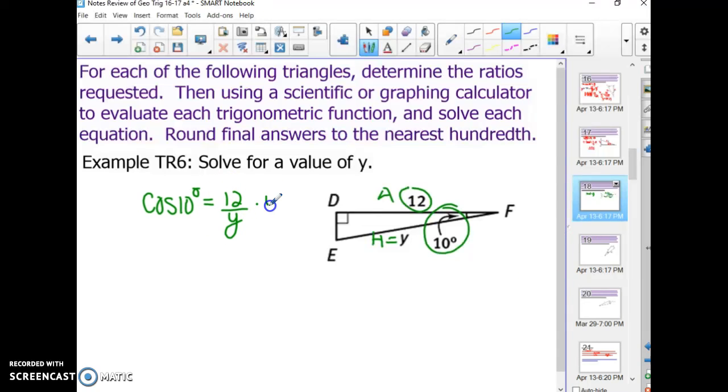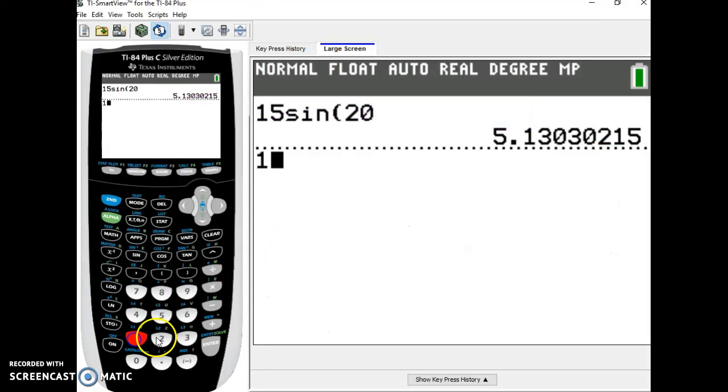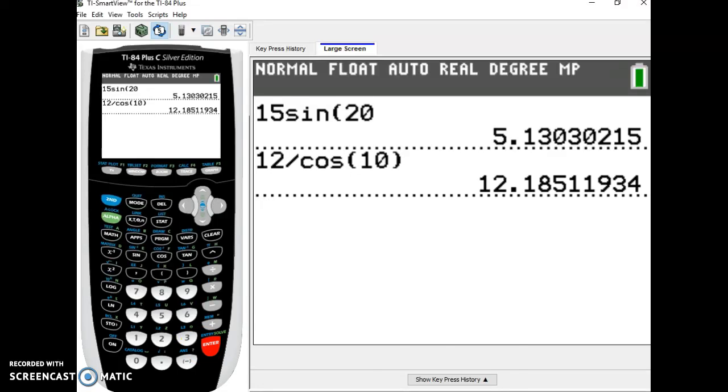Well, to solve for my hypotenuse, I'm going to get y out of the bottom. So I get y times the cosine of 10 is equal to 12. To solve for y, I divide both sides by the cosine of 10. So y is equal to 12 divided by the cosine of 10 degrees, which is equal to, come back, plug and chug, 12 divided by the cosine of 10 degrees, close it, and I get 12.185.